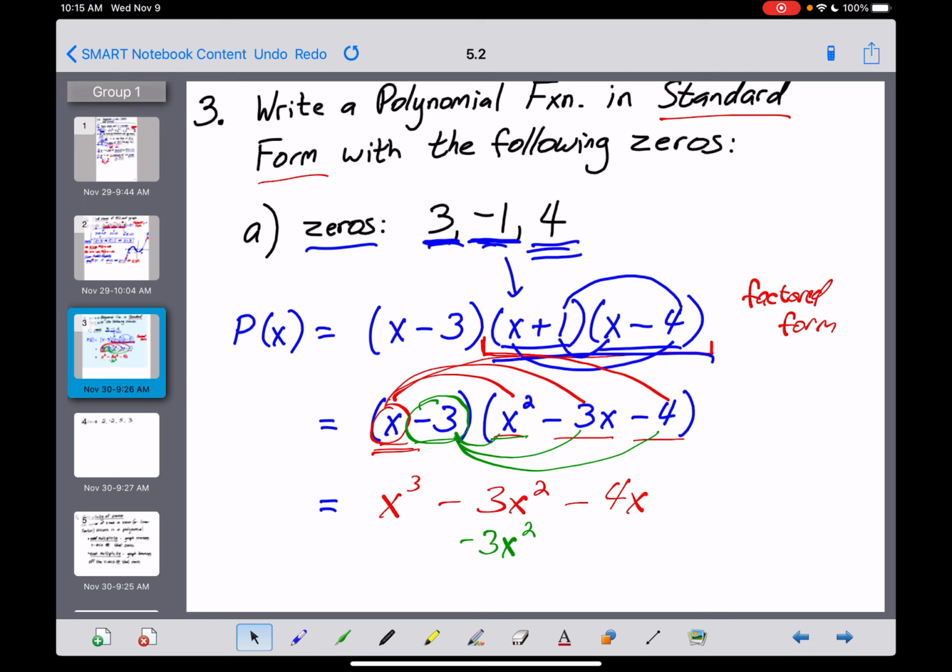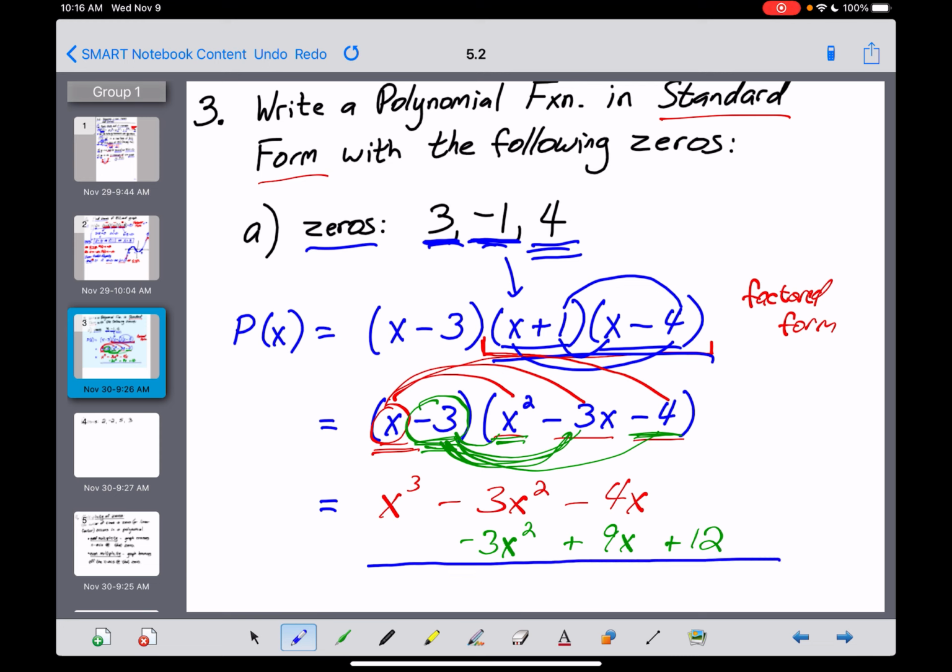I'm trying to get my like terms to line up because I think it's easier then to do our next step. So negative 3 times x squared was negative 3x squared. Negative 3 times negative 3x is going to be a positive 9x, and you'll notice I wrote that under the x term. And then negative 3 times negative 4 is going to be a positive 12. There was no constant in red, so there's nothing really to write that underneath. It kind of hangs out there by itself.